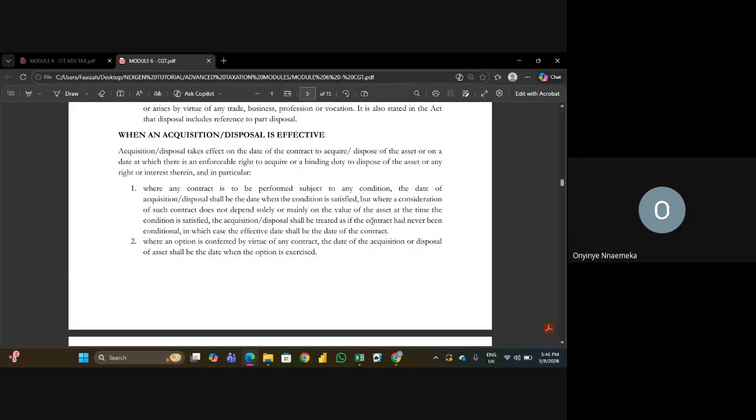That is the date when you and the person enter the contract, and no longer when the condition is satisfied. So number two is saying where an option is conferred by virtue of any contract, the date of acquisition and disposal shall be the date when the option is exercised.